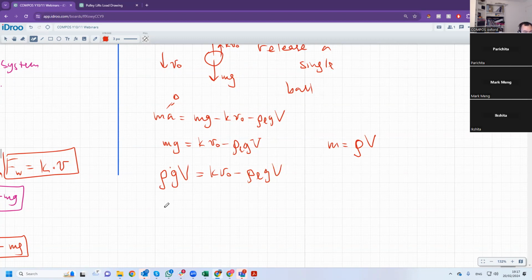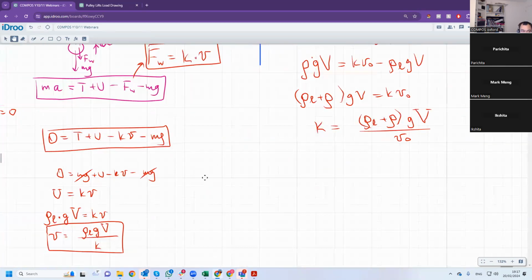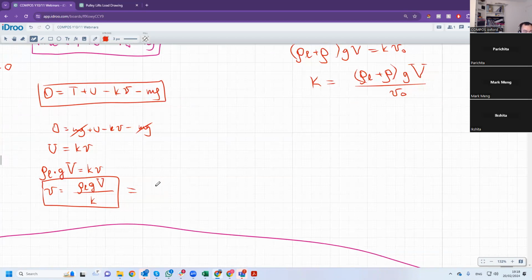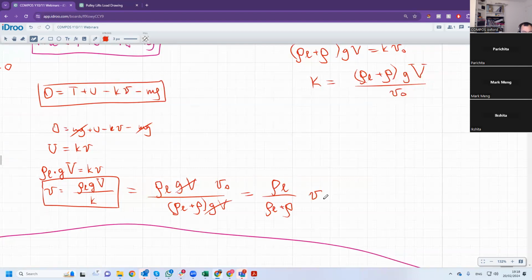Now take everything to the left. So rho liquid plus rho, gV is equal to kV0. And from here, we can express k. k is equal to rho liquid plus rho, g volume, divided by V0, where V0 is the terminal velocity of a single ball. And now we substitute that into here. It's the rho of the liquid, g, times the volume, which we don't know yet, divided by k, which is rho liquid plus rho, gV over V0. So g and V cancel, and we're left with rho liquid divided by rho liquid plus rho of the ball, times V0. And that is the answer.